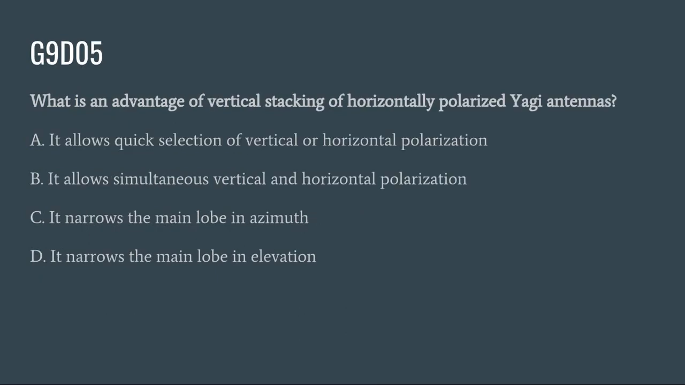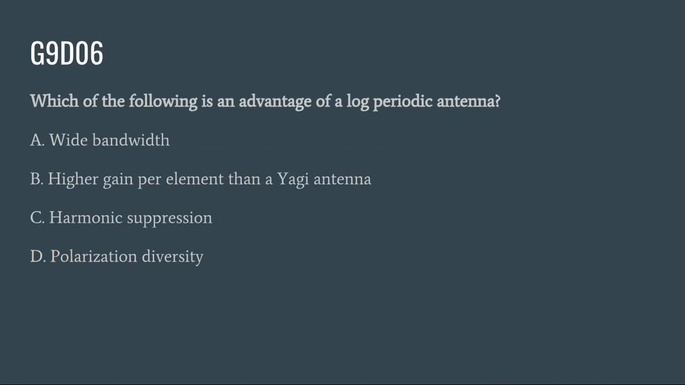G9D05, what is an advantage of vertical stacking of horizontally polarized Yagi antennas? A, it allows quick selection of vertical or horizontal polarization. B, it allows simultaneous vertical and horizontal polarization. C, it narrows the main lobe in azimuth. Or D, it narrows the main lobe in elevation. Correct answer is D, it narrows the main lobe in elevation.